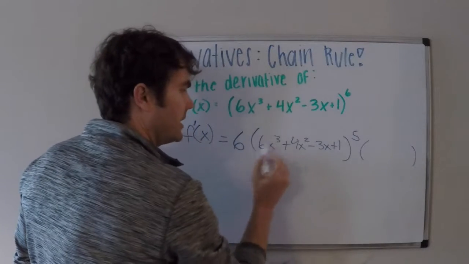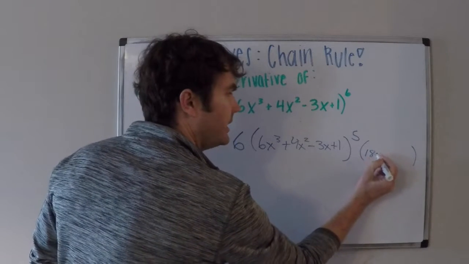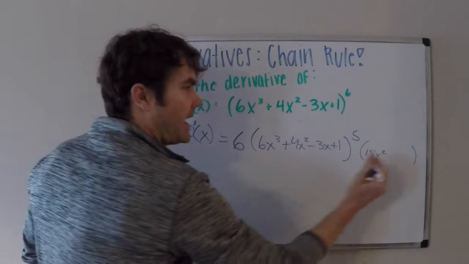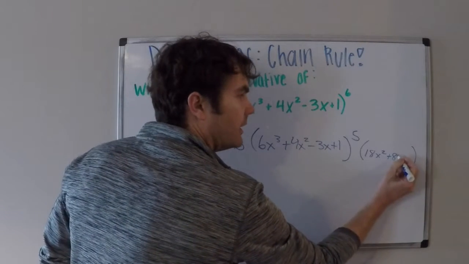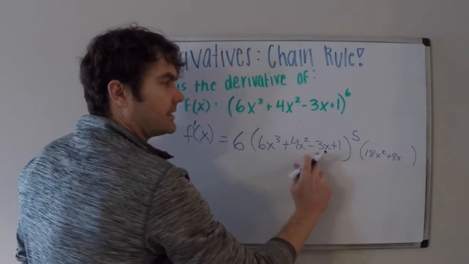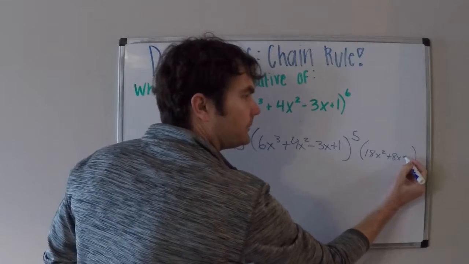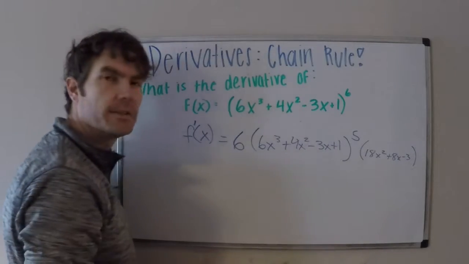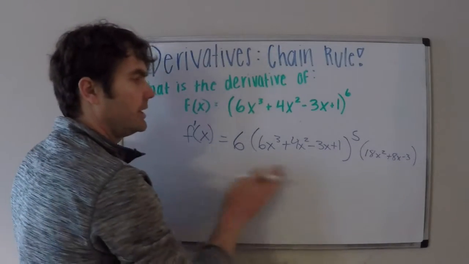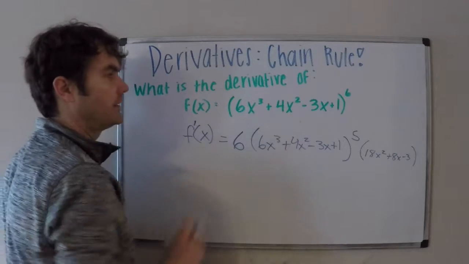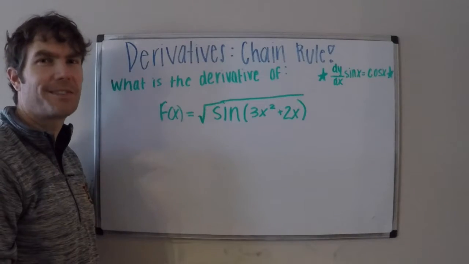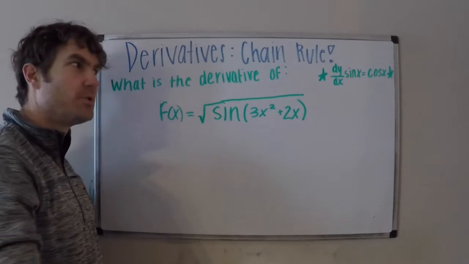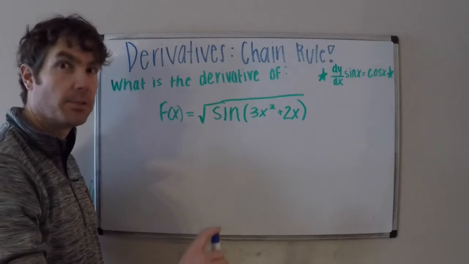So this is going to be 3 times 6 is 18x squared. The derivative of this one is 8x. The derivative of that term is 3. And the derivative of 1, any constant, again, is 0. So this is the derivative of that. Our second chain rule video shows an example where we're actually going to have to do chain rule inside of chain rule, so it's going to apply twice here.